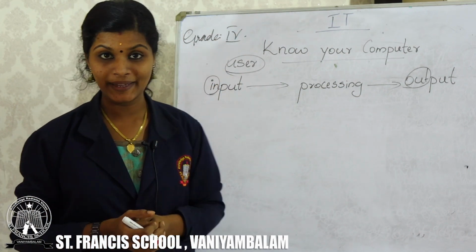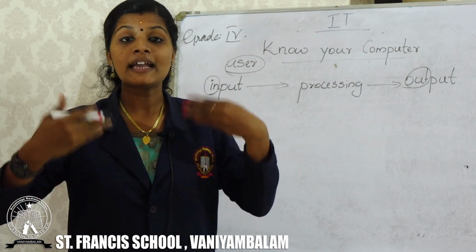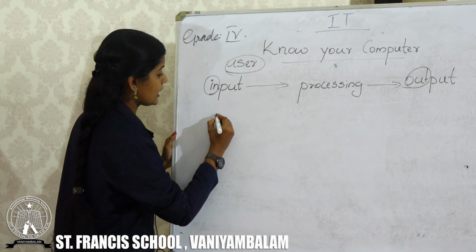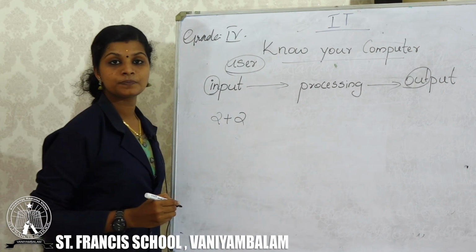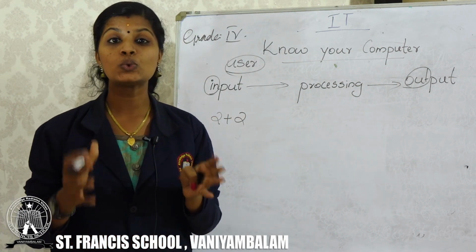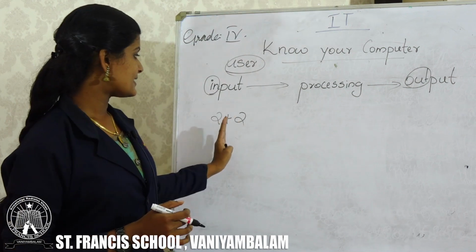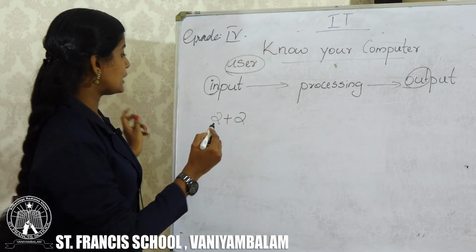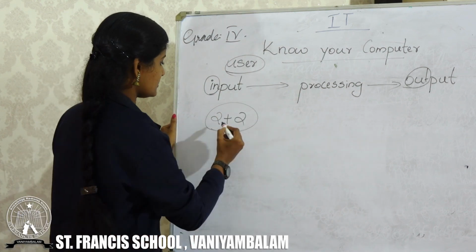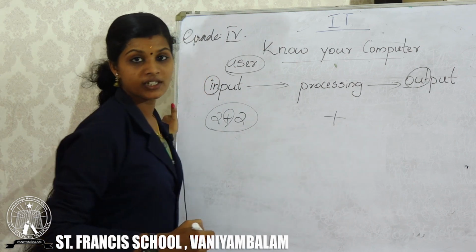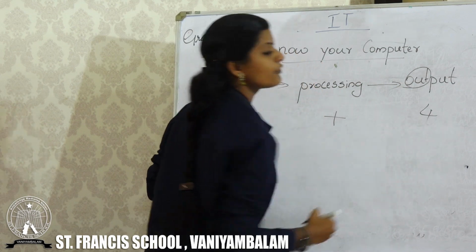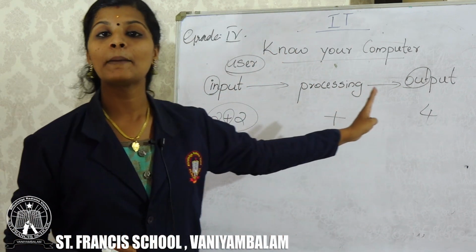So once again, input means the instructions. For example, if I am giving you a question to add 2 plus 2, I am asking you to add this 2 plus 2 using a computer. So this is the example. What is the input here? Input is 2 plus 2. And what is the processing done? Addition is the processing done here. And what will be the output? 4. So this way the computer works.